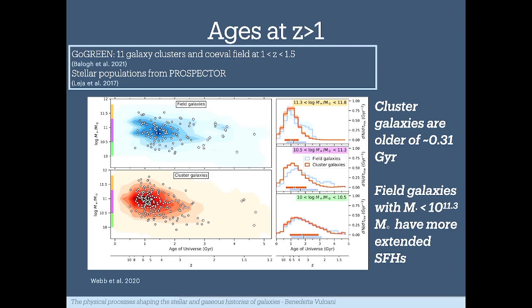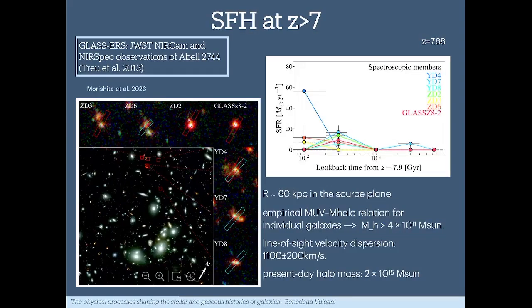And also, actually, low mass field galaxies have more extended star formation histories, while cluster galaxies have shorter star formation histories. So we need to go even to higher redshift. And the only example that we now have of a protocluster at high redshift, a redshift larger than 7, where we still don't know if we can see some signal of these 2 populations, has been observed in Abell 2744 thanks to the GLASS ERS program.